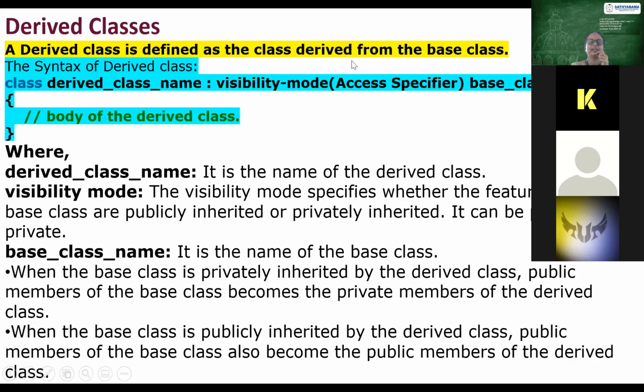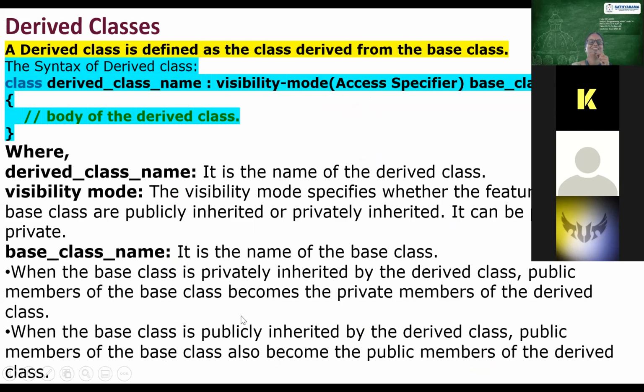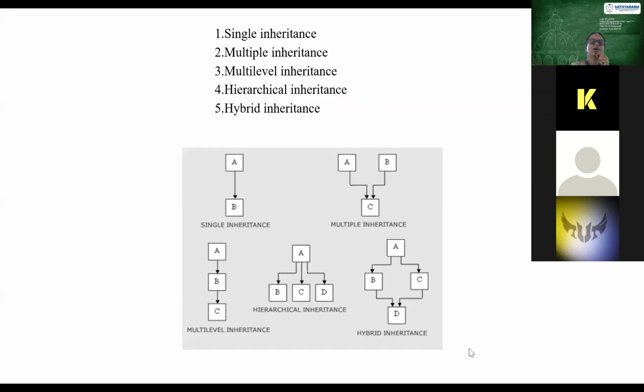Single inheritance. What is single inheritance? A is my parent class and B is my child class. P stands for parent class and C stands for child class. What do you understand from single inheritance? We have only one parent class and only one child class. From that base class, we have derived one derived class. That is called single inheritance.